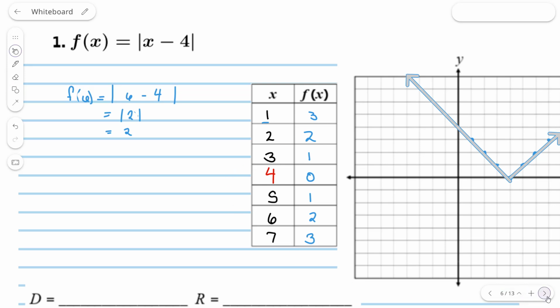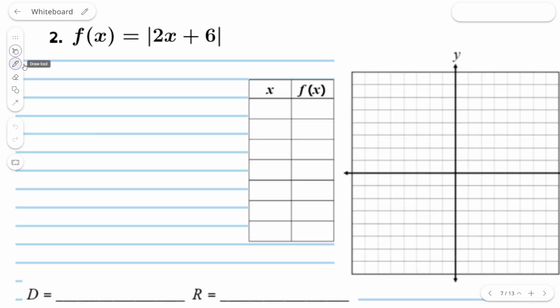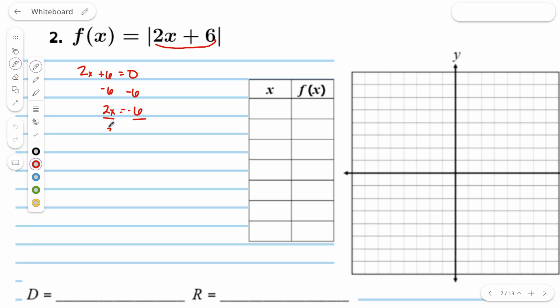So now, when we have our function looking like this, we're still going to do the same idea. We're going to take what's inside the absolute value, 2x plus 6, set equal to 0, and solve. So minus 6 from both sides, and so 2x is equal to negative 6. Divide both sides by 2, and we have x is equal to negative 3. So negative 3 is my starting point.